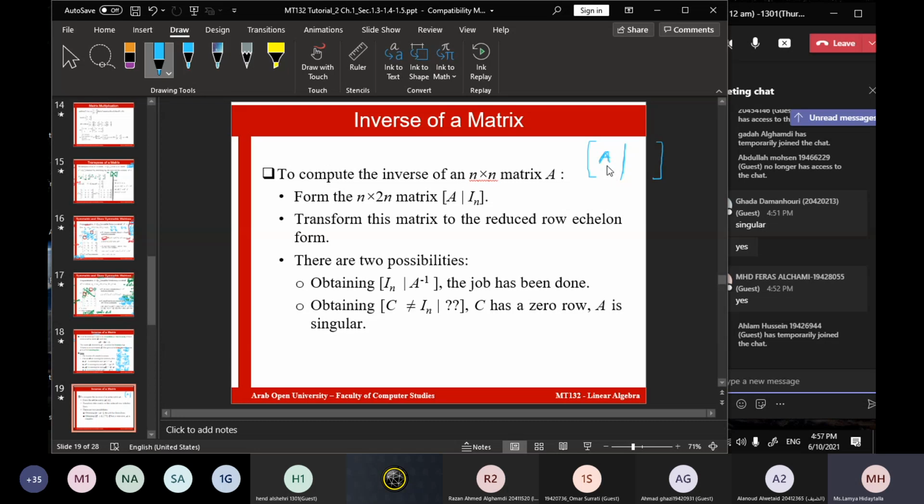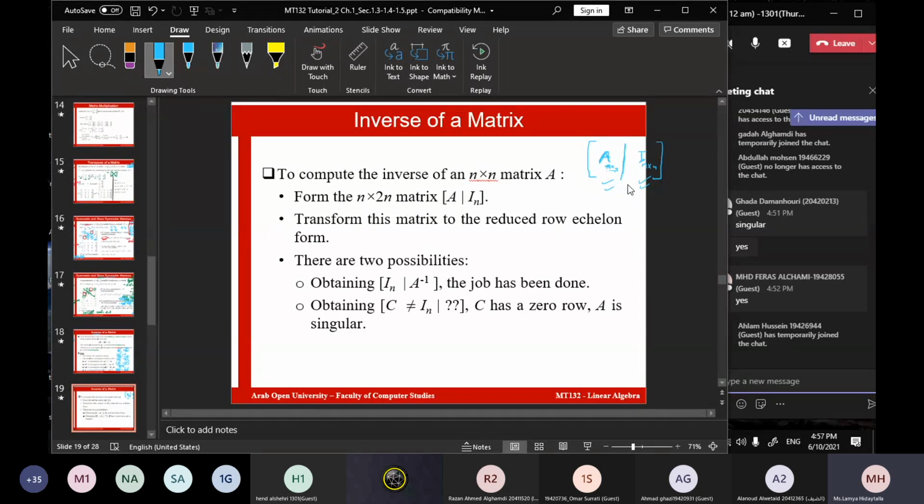So N by N. If it is 3 by 3, what I'll do here is put the identity, and it should have the same size or dimension as this. This is M by N, then this should be M by N. If this is 3 by 3, then this should be 3 by 3. If this is 4 by 4, and so on. Clear? Okay.